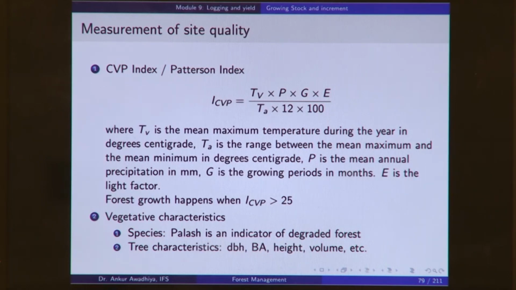So, by looking at the species present in a forest, you can get an idea of the site quality of that site, or you can look at the tree characteristics. Say you visit two forest areas, and in one forest area you have very tall trees, trees that are very high and have a very large girth. This is the first site, site 1.